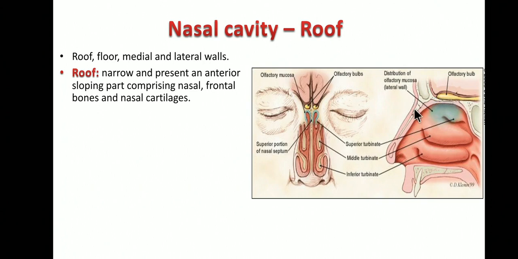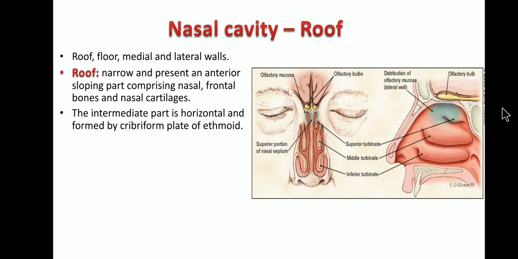So that is the anterior sloping part. Then the intermediate part is horizontal and mainly formed by the cribriform plate of ethmoid, and this part of the roof is lined by a special type of epithelium, the olfactory epithelium, from which the olfactory nerve filaments pass through the cribriform plate of ethmoid and relay in the olfactory bulb. So this intermediate part of the roof is pierced by the olfactory nerve filaments. Then you also have a posterior part of the roof.